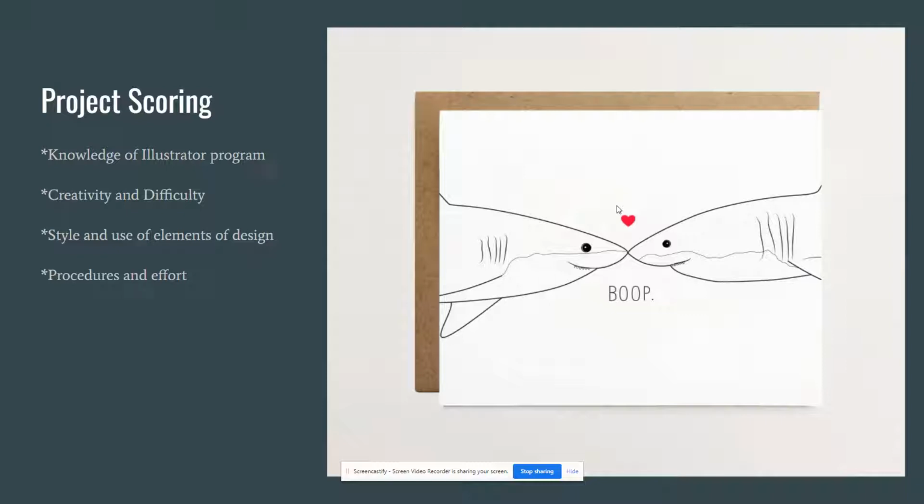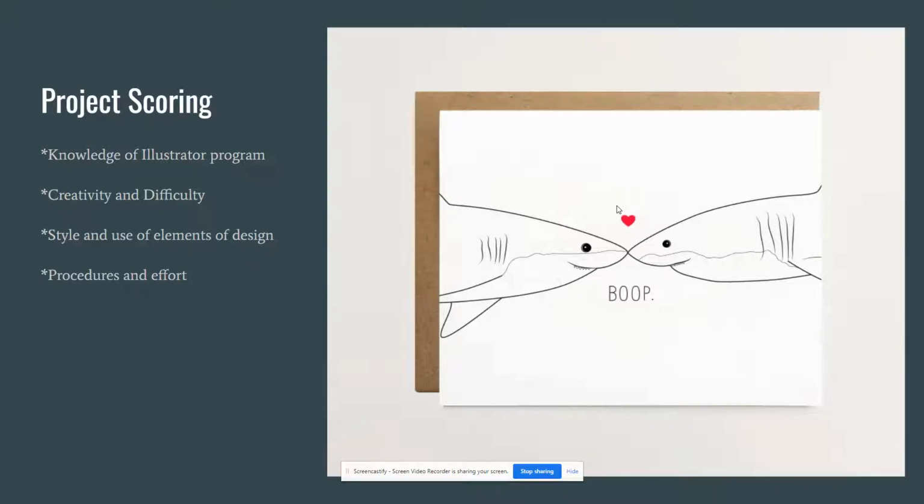I'm going to look at your creativity and difficulty level. So if it looks like it took you 5 minutes, I'm going to take about 5 minutes to grade it, and it's going to be a real low score. This should look like there's time and care involved. Even though it might be a simple, charming little illustration, it still should look like you took time with it.